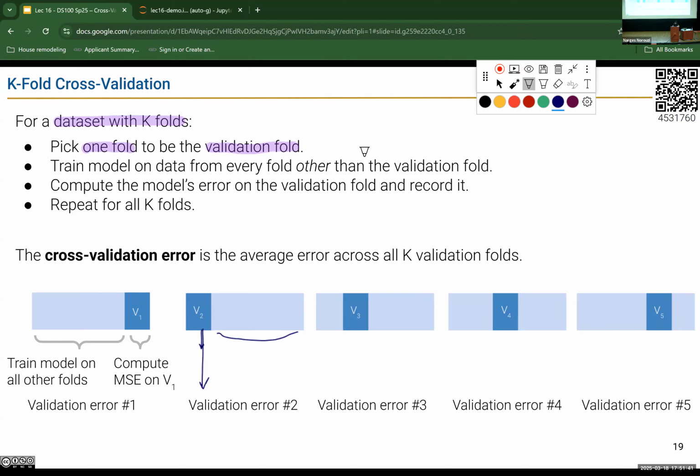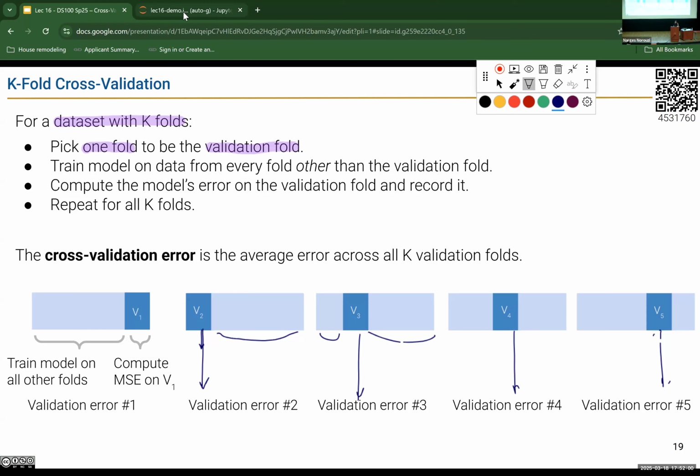This is the validation error 2 that we're recording. Same thing, I'm training on this part, recording it here, and recording the error here. And the total validation error that we're going to report, because now we have 5 numbers, right? So which one of them should we pick?